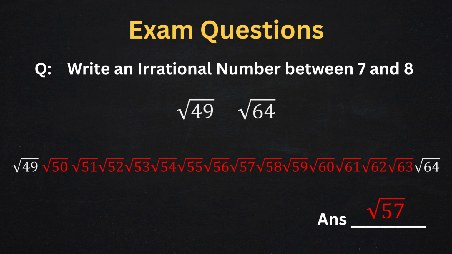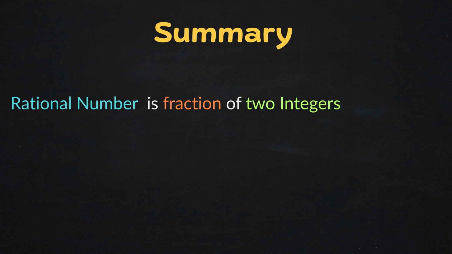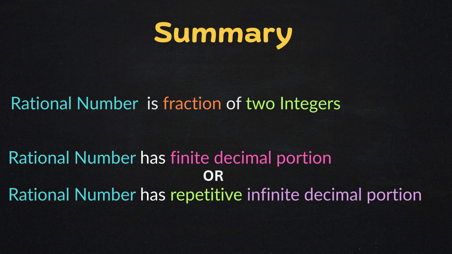To sum it up, always ask yourself, can I write it as a fraction? If yes, it is a rational number. Otherwise, it is an irrational number. And secondly, does the decimal portion end or have a repetitive pattern? If yes, then it is a rational number.